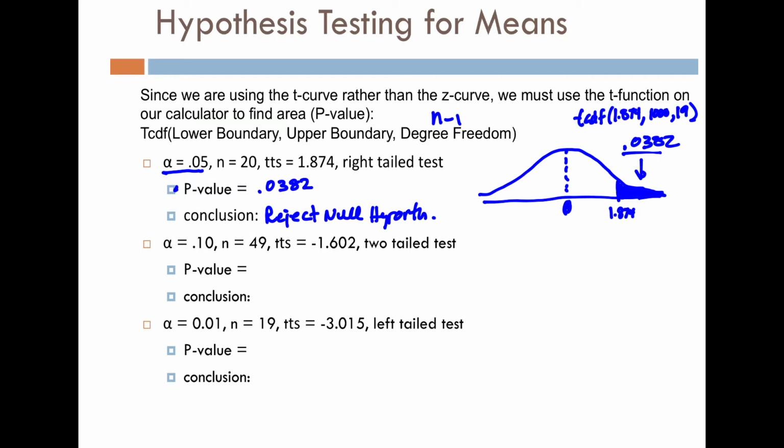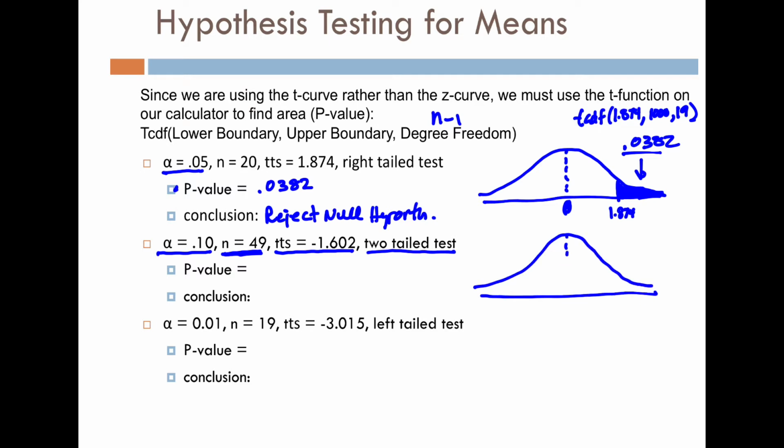Let's go to the next one. The next one, we have alpha equaling 10% or 0.10. Consequently, that would be a 90% level of confidence then. My sample size is 49, and my t-test statistic is negative 1.602, and we're going to run a two-tailed test. All right, so I'm going to draw a little picture here so we can visualize this.